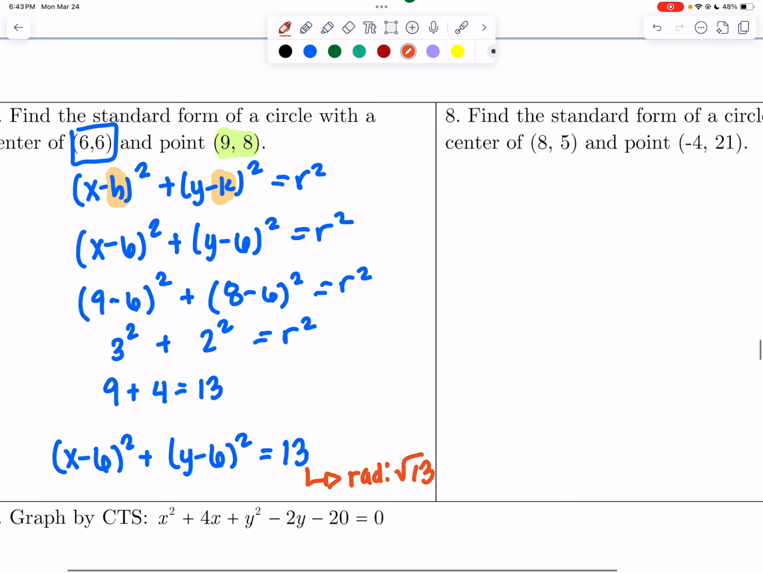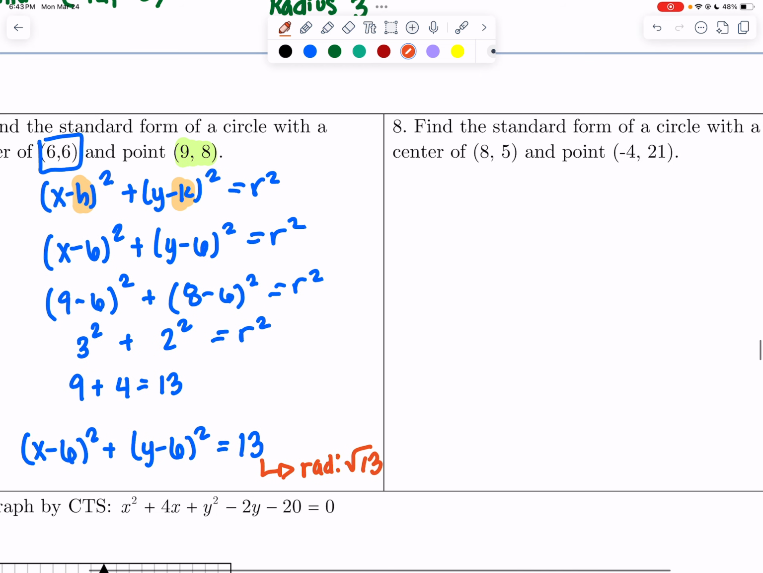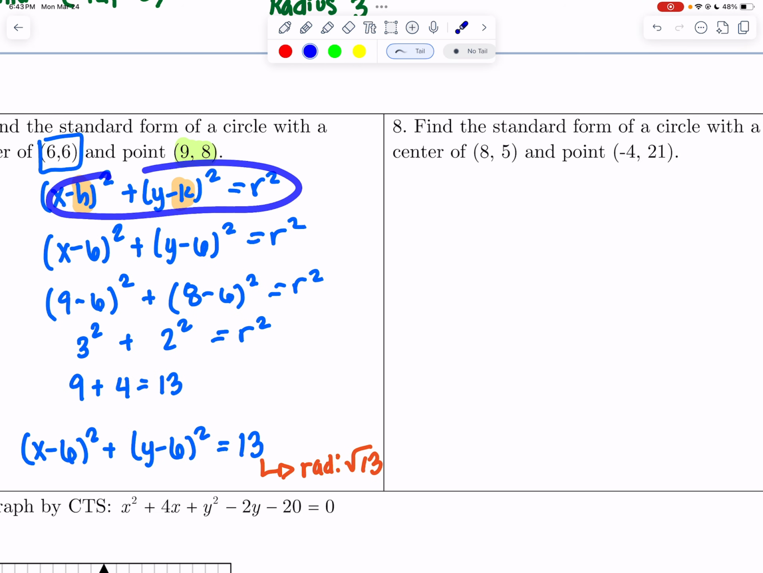Number 8. Pause the video for number 8, try it on your own, and use the formula right here and see what you get.